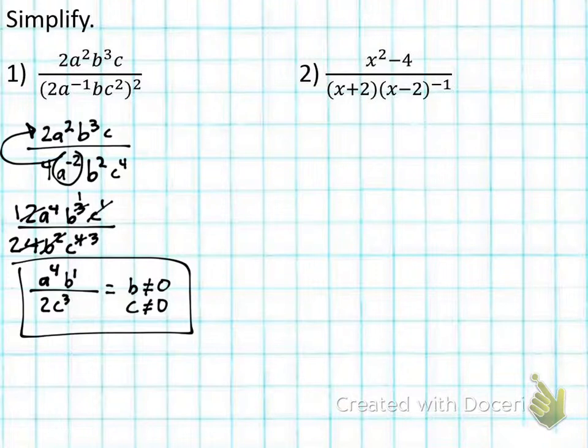Okay? Number 2. We have x squared minus 4 all over x plus 2 times x minus 2 to the negative first power. This denominator has a negative power, so I want to move anything in the denominator that has a negative power to the numerator. The numerator is a difference of squares, so I'm going to factor it out. X squared minus 4 is like saying x plus 2 times x minus 2. And then I'm going to move this x minus 2 to the negative first power up to the numerator. So I'm going to write another times x minus 2 in the numerator. And then in the denominator, I have x plus 2.